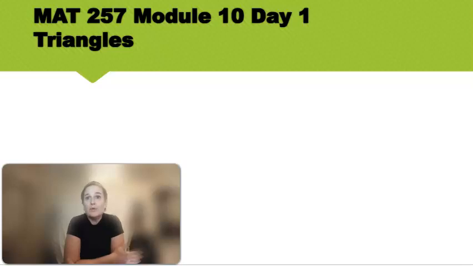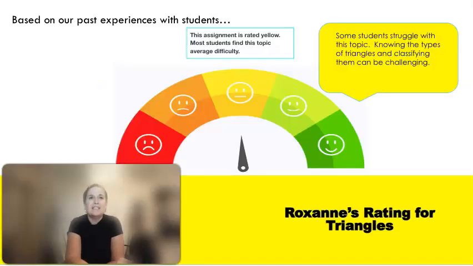This week is all about triangles. That can be great because you're familiar with triangles and you might feel pretty confident in the math that goes along with it. However, there is a lot of vocabulary attached, and so this lesson I've rated medium or yellow. Knowing the types of triangles and how to classify them can be a little challenging just with the vocabulary words.